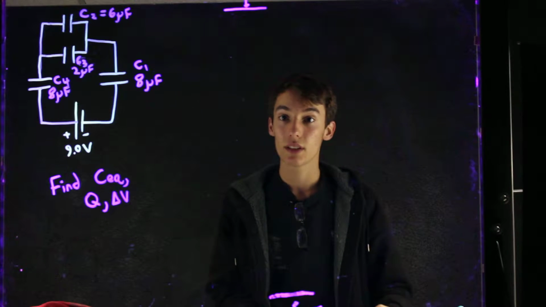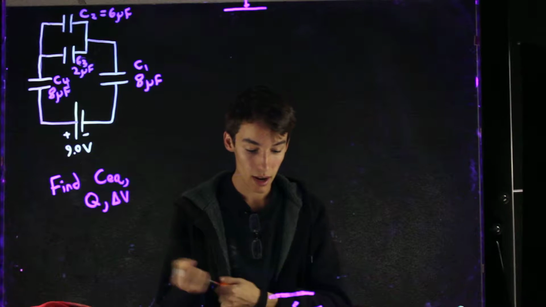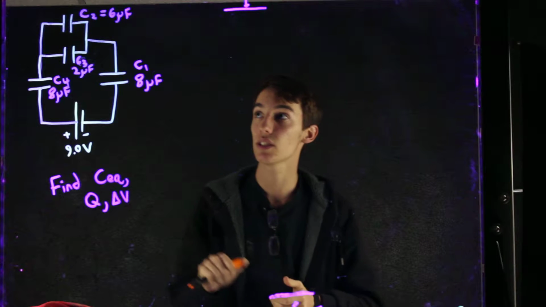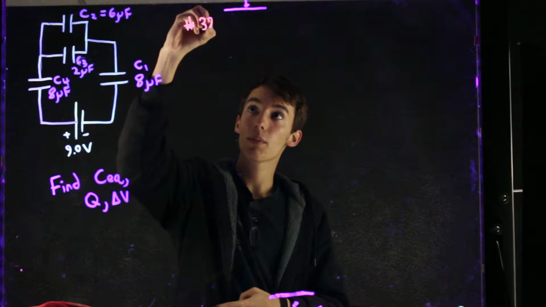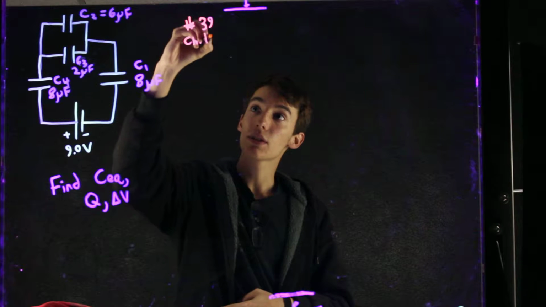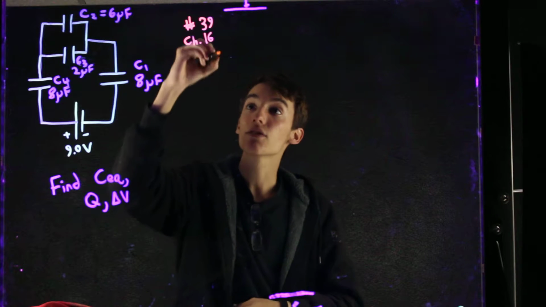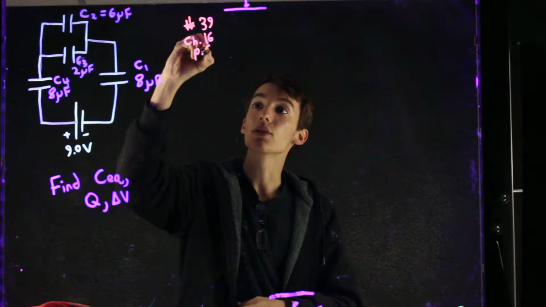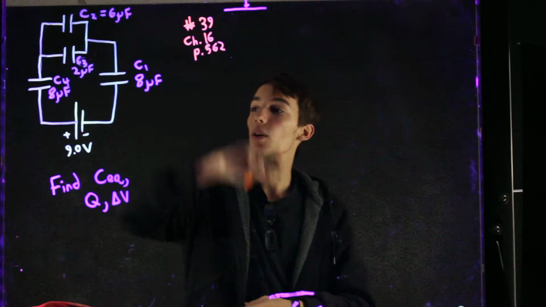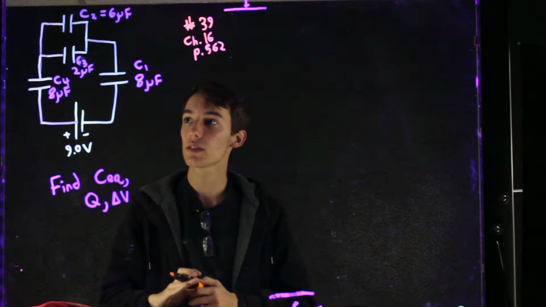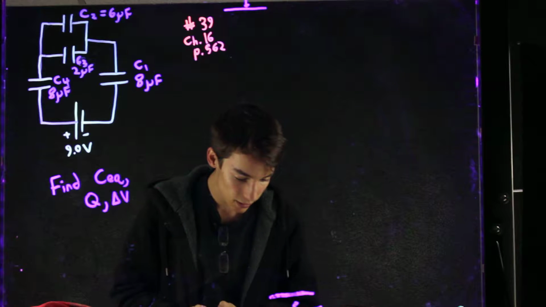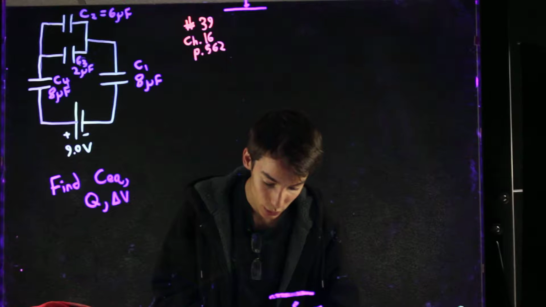Alrighty, so today we are going to be tackling a problem of capacitors in circuits. And for those of you following along at home, this is problem number 39 in chapter 16 on page 562 in your book. Alrighty, so essentially we have this diagram of circuits up here, and they're nice enough to even draw it out for you in the book.